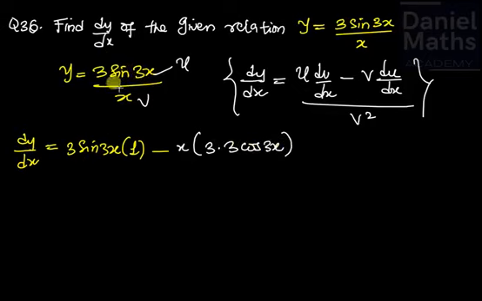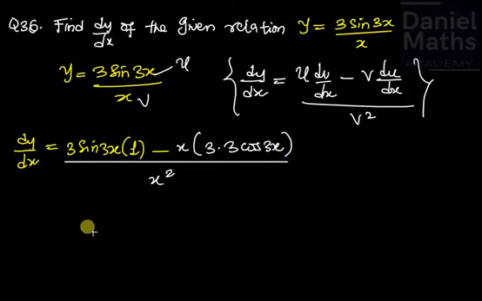Now take note, the derivative of sine 3x: the function of x here is 3x, so 3 comes out, I have 3, then if you differentiate sine you have cos, and then finally we have cos 3x all back. Now all of this is going to be divided by v squared, which is x squared, based on our formula.